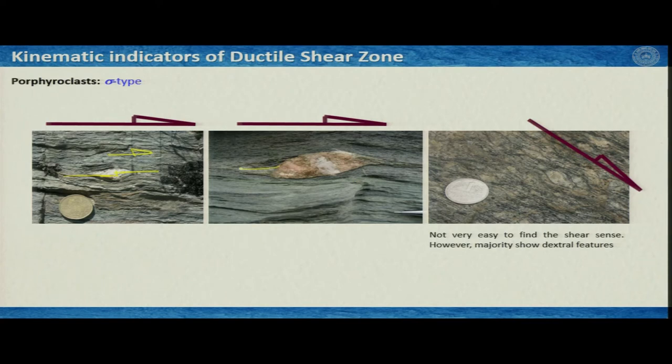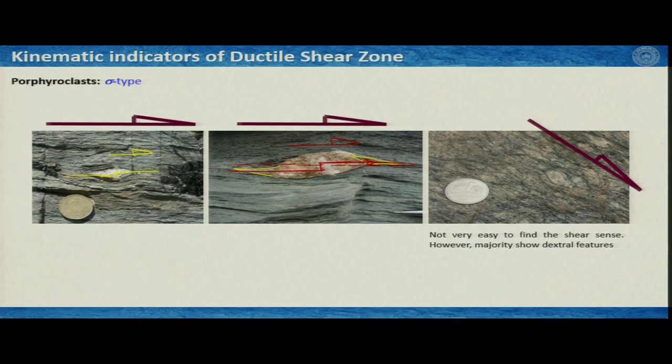So, the tail is something like this here, and the tail is here, and the reference line would be something like that. And again, you can draw a line parallel to the reference line from the tip. You come to the middle, you see the step is happening in this direction. So, this is the sense of shear. In this case, it is also dextral.